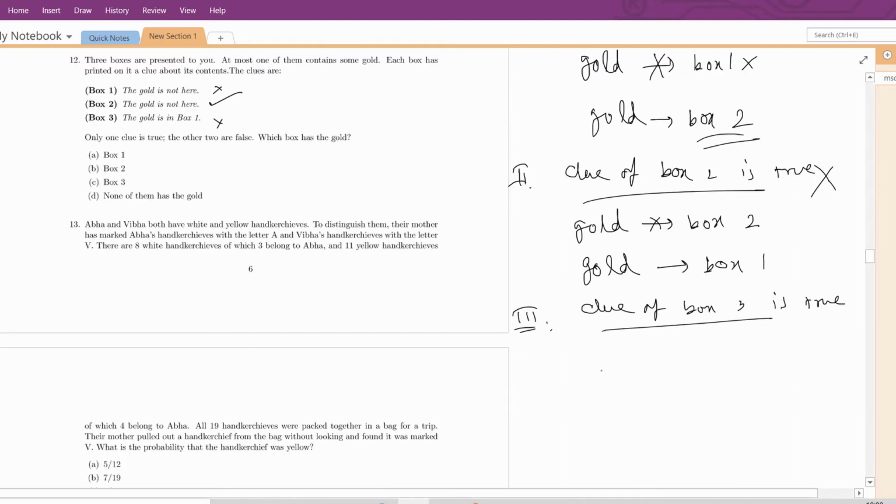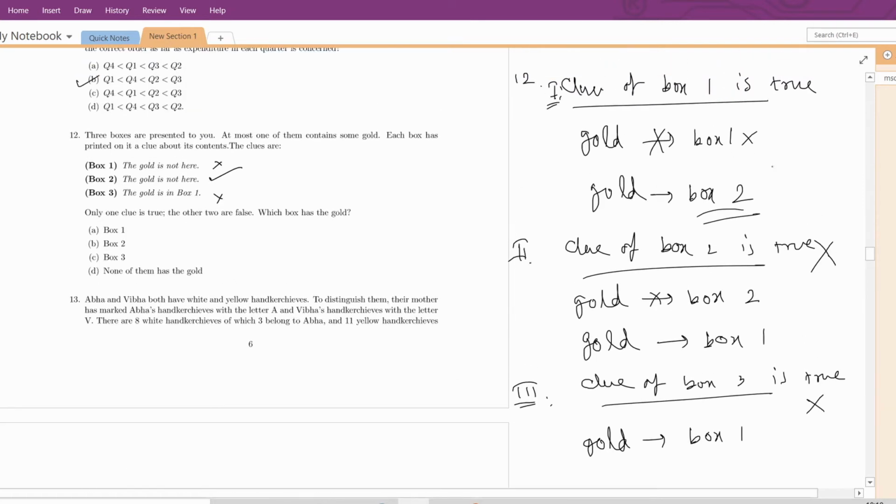Now the third case, where the clue of box 3 is true. In this case, the box 3 clue is saying that the gold is in box 1, but then the box 2 clue is saying that the gold is not here. Here this is false, so the truth is that the gold is there, but the gold can only be in one place, and here the gold is in box 1, so it is also not possible. So we cannot consider this case also. Only the first case is possible, where the gold is in box 2. So the answer to which box has the gold is option B, box 2.